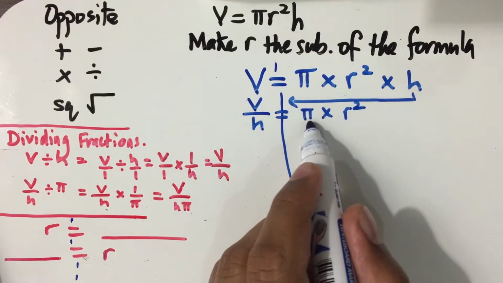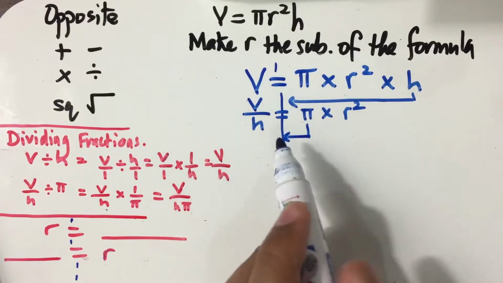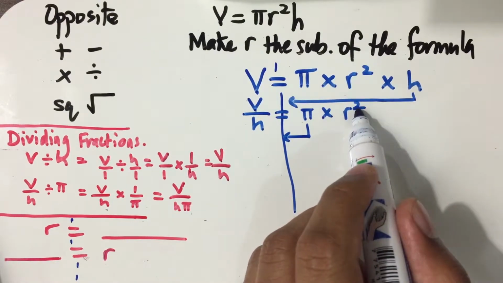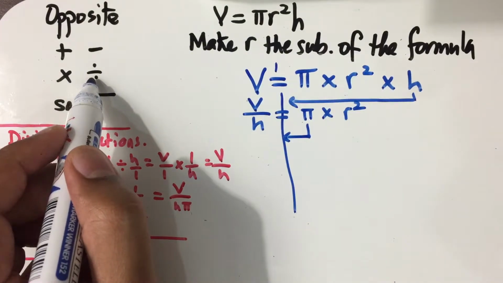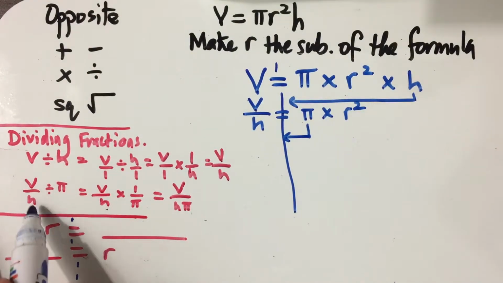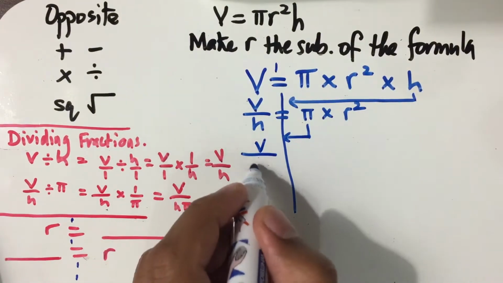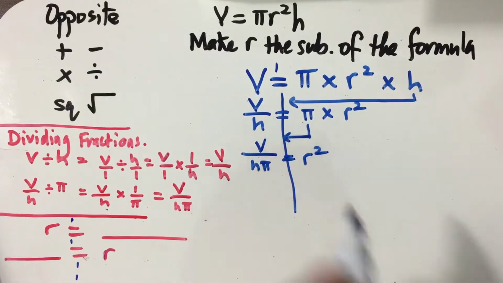Now I want to move pi to the other side of the equation. If I want to move pi to the other side of the equation, and it is multiplying by r squared, the opposite of multiplying is dividing again. And we see that v on h divided by pi is equal to v over h times pi. And this is equal to r squared.